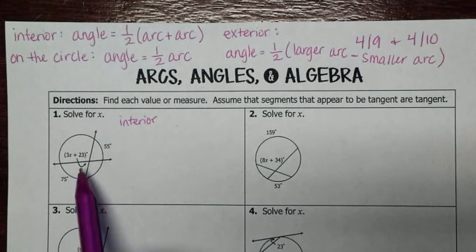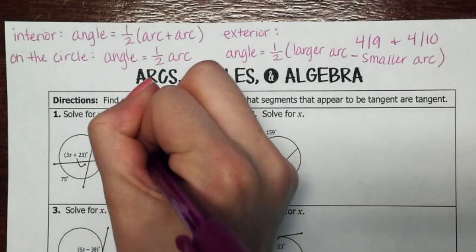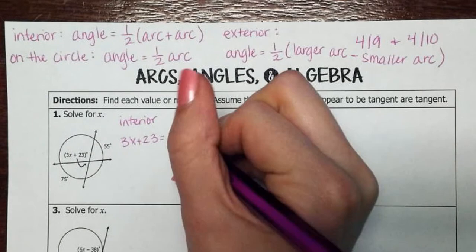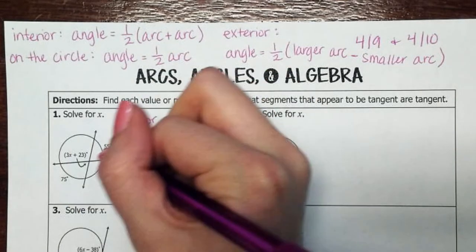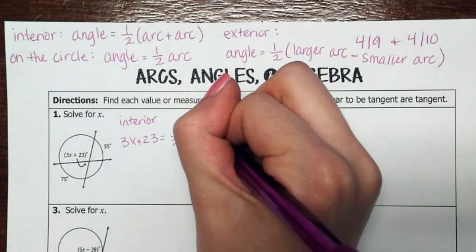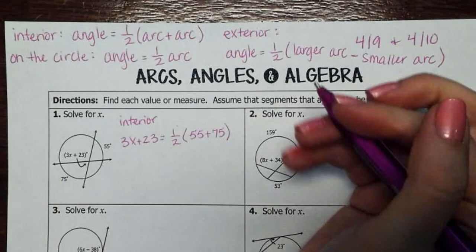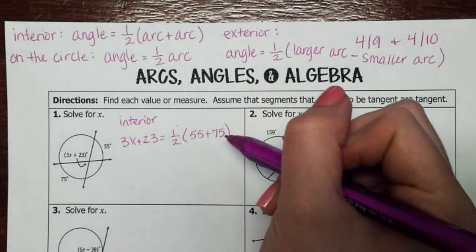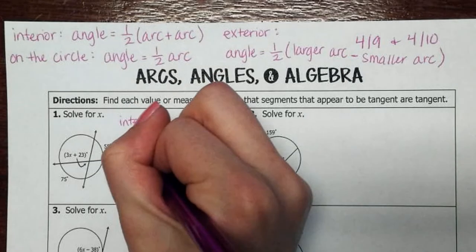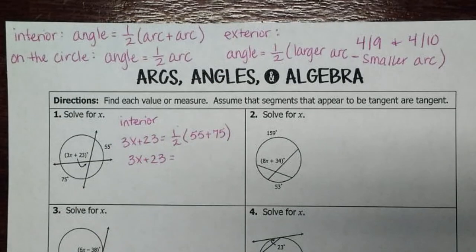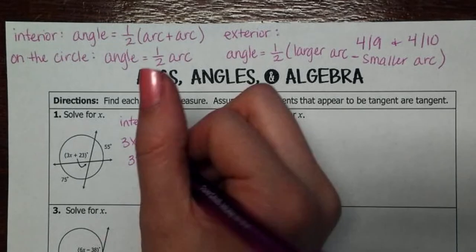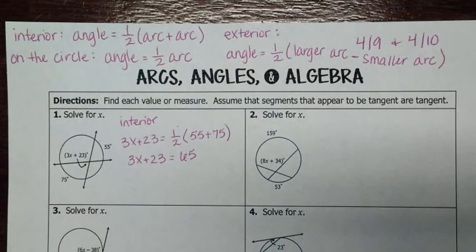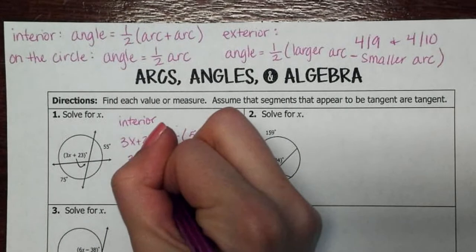You're going to start with the angle, which is 3x plus 23. You're going to set that equal to 1/2 of those arcs added together. Okay, so you could multiply by 2 to the other side. In this case, this is simple to just plug into your calculator, so that's what I would do. I'd leave this 3x plus 23, and I would just, in my calculator, put 1/2 times 55 plus 75 to get 65. You're going to move the 23 over by subtracting, and then you're going to divide.